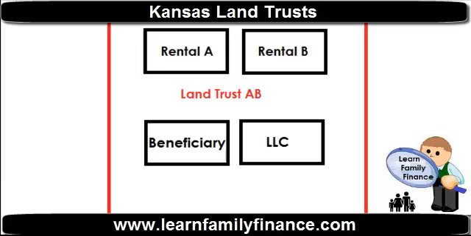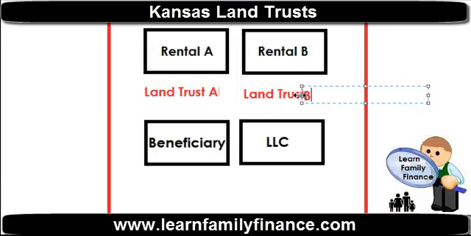Now, you could also set up something a little different: land trust A and then land trust B, so you'd have two separate land trusts. Maybe they're very expensive properties. Maybe they're not little $30,000 properties, where you can just create one land trust and protect several. But maybe these are more valuable, and so what you want to do is set up land trust A and land trust B.